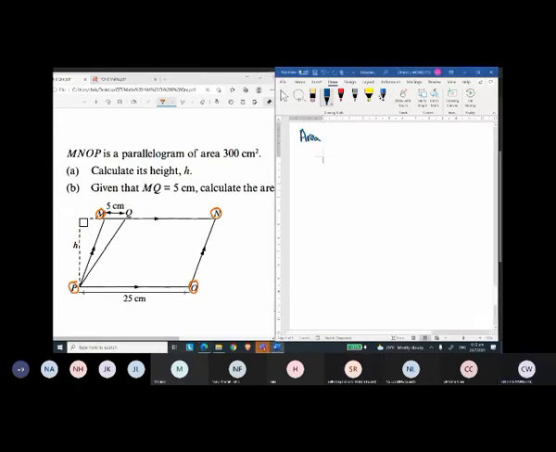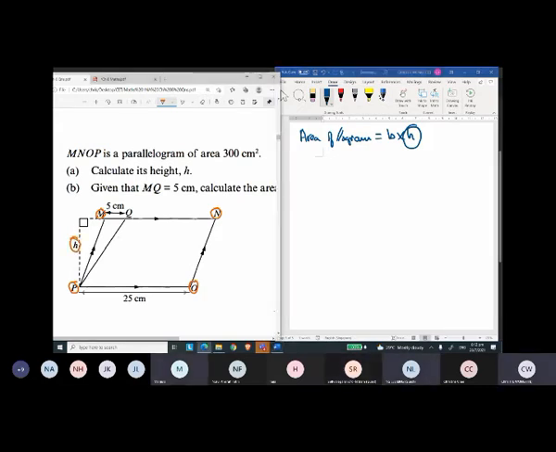Area of parallelogram. All right, give me the formula based on height, right? You're supposed to find the height, isn't it? You're supposed to find this, right? So the height is actually this one. Take 300 divided by 25.